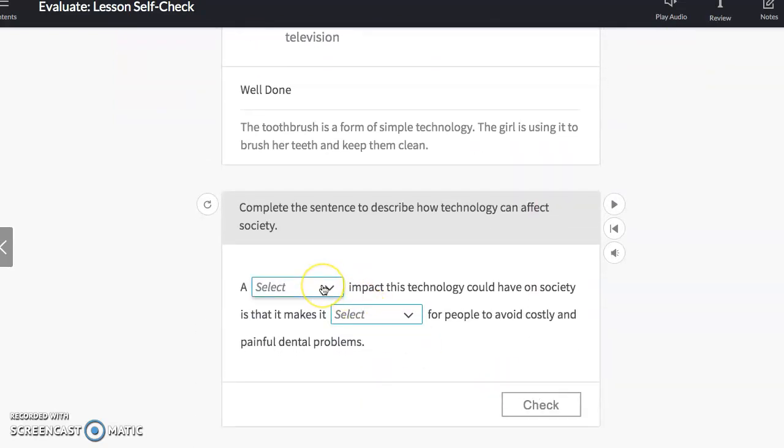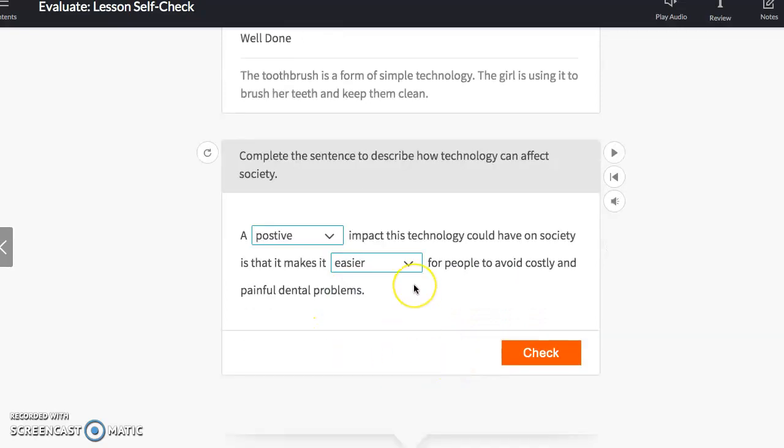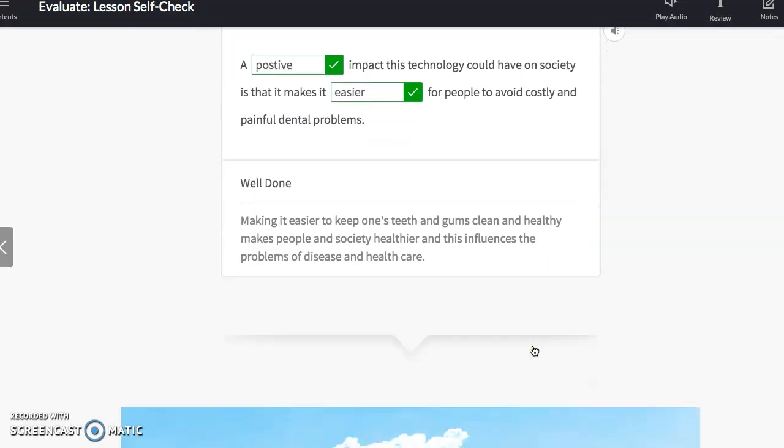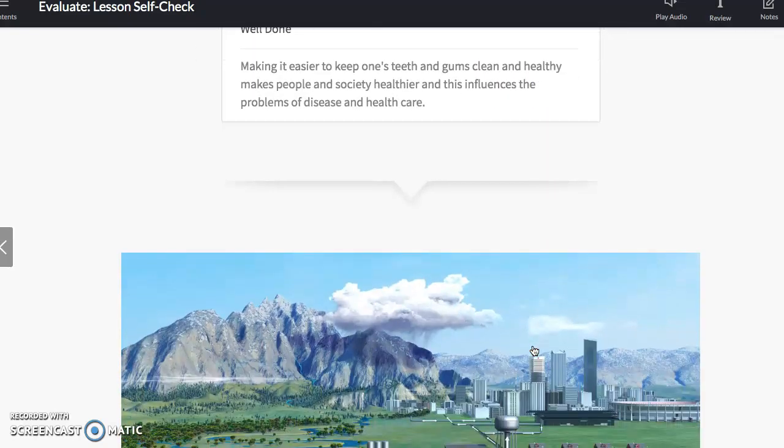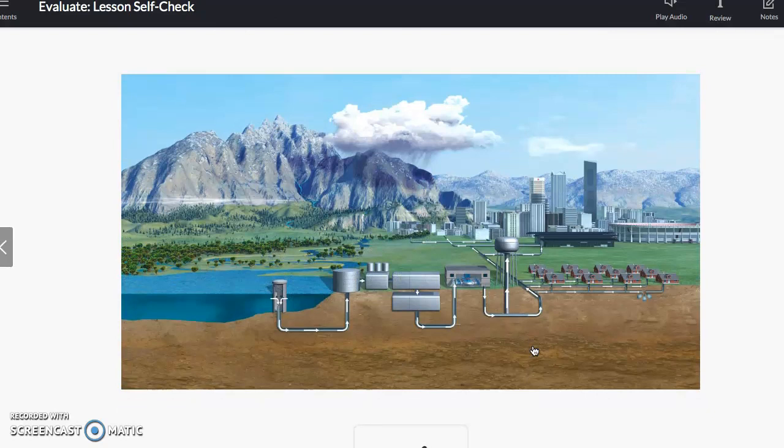A blank impact. So if it's a positive impact this technology could have on society, it makes it easier for people to avoid costly and painful dental problems. Yes, that's a very positive thing. If you keep your gums and teeth clean, you don't have to have expensive cavities, and root canals, and all that.